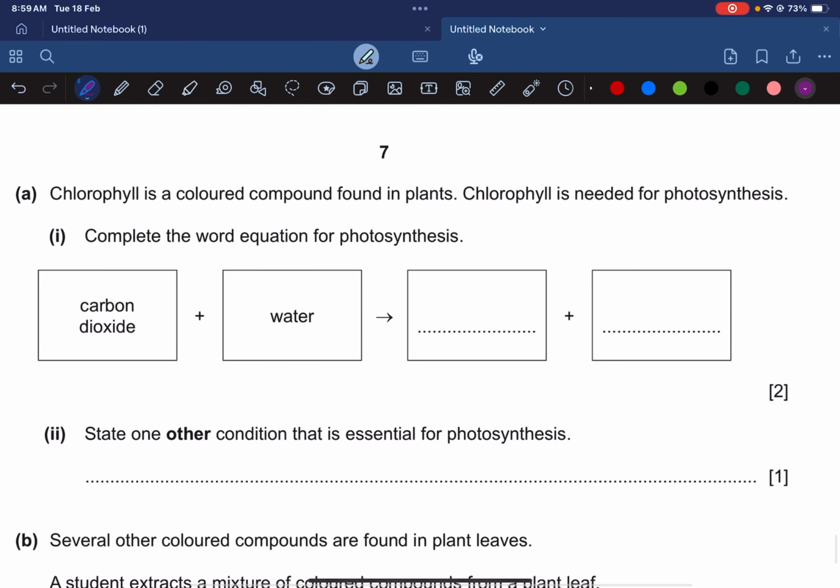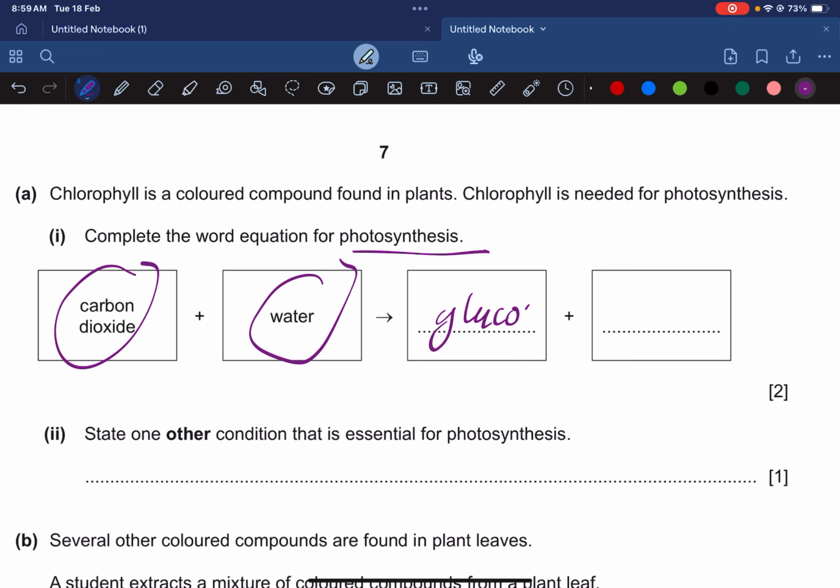Chlorophyll is a colored compound found in plants. Chlorophyll is needed for photosynthesis. Complete the word equation for photosynthesis. Okay, photosynthesis is simple. You take carbon dioxide, you take water, and you form glucose and oxygen gas. Simply write glucose and oxygen. State one other condition that is essential for photosynthesis. Okay, the two essential conditions, one is chlorophyll and one is sunlight.